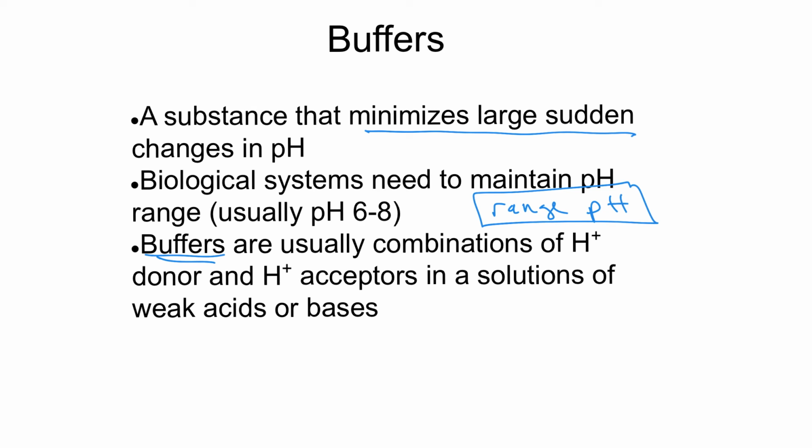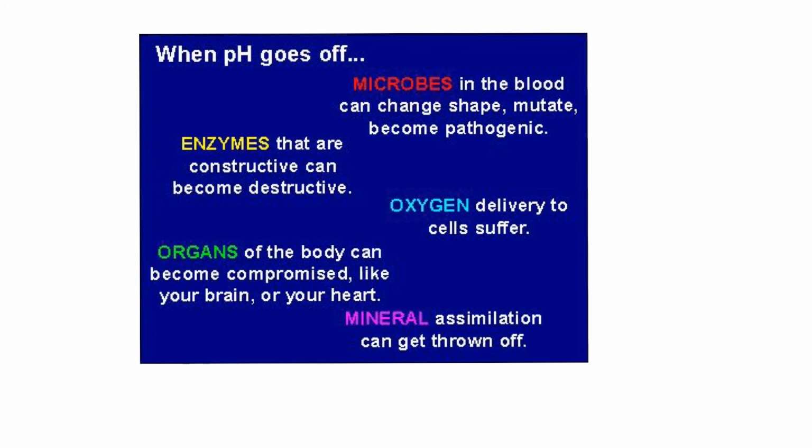All right. And buffers are usually combinations of hydrogen ion donors and hydrogen ion acceptors, right? And usually we find these in weak acids or bases. So just a quick little reminder about what happens when you have pH changes. Microbes in the blood are affected, and sometimes that can actually make us sicker.